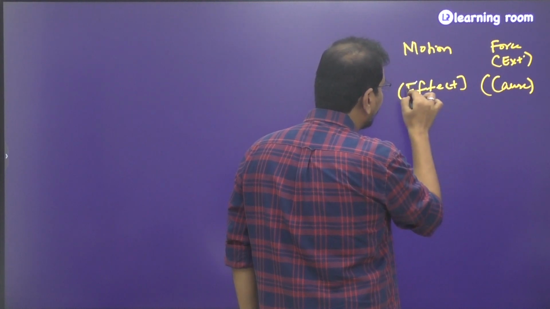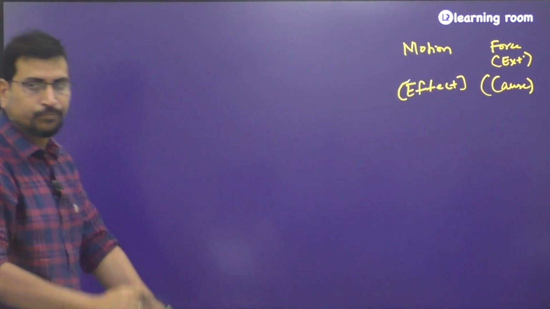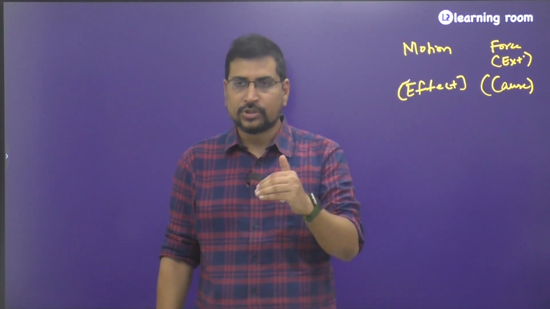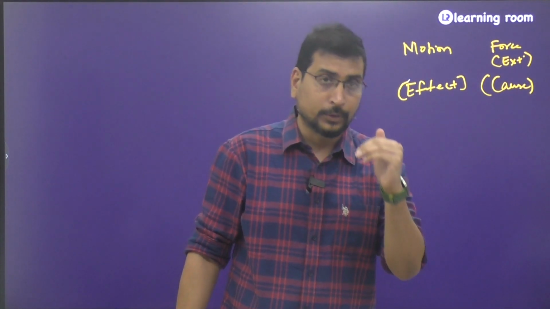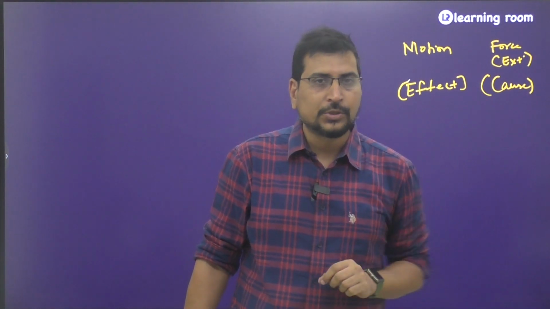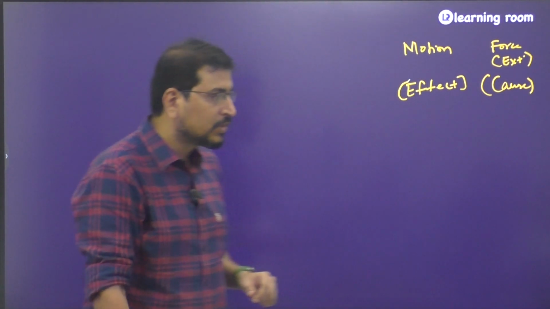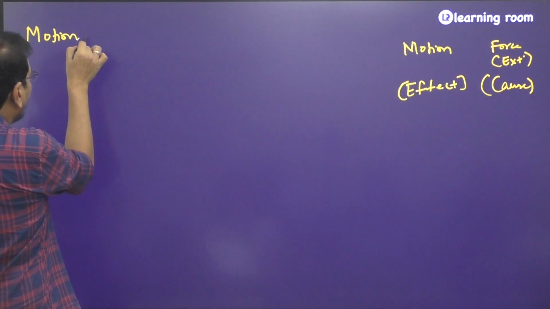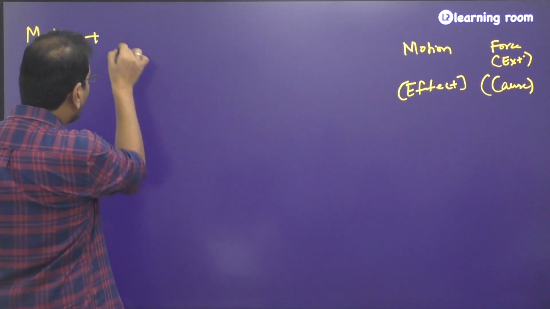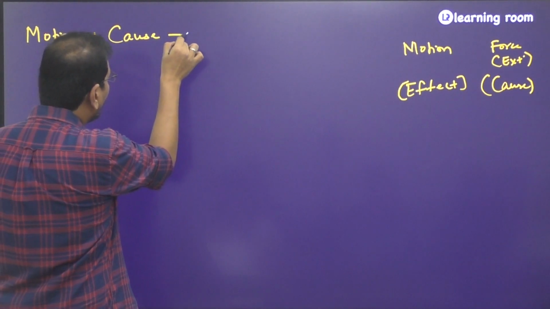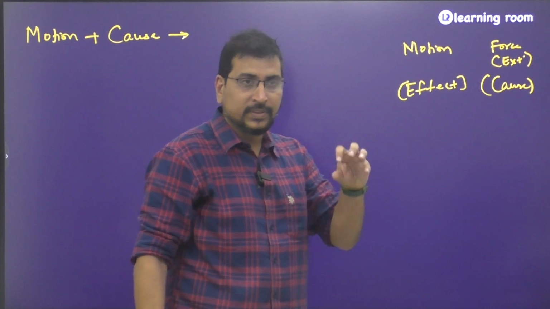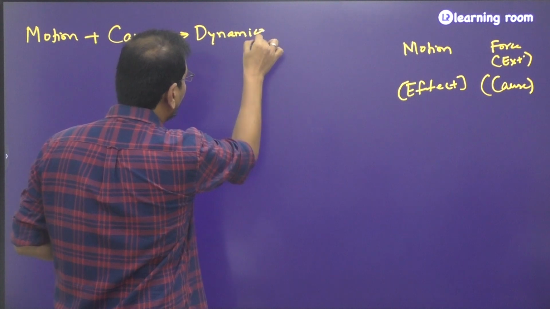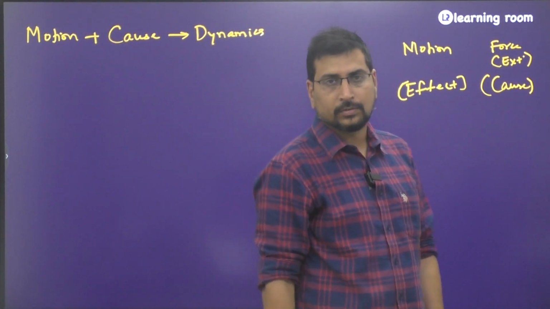So there is a reason why I was stressing on this point. Listen to this carefully. When we discuss motion in one dimension and motion in two dimension, when you're describing the motion of an object, there are two ways in which you can analyze it. One is, if you are concerned about the motion of the object plus the cause, you call that branch of physics dynamics. Am I clear with this?